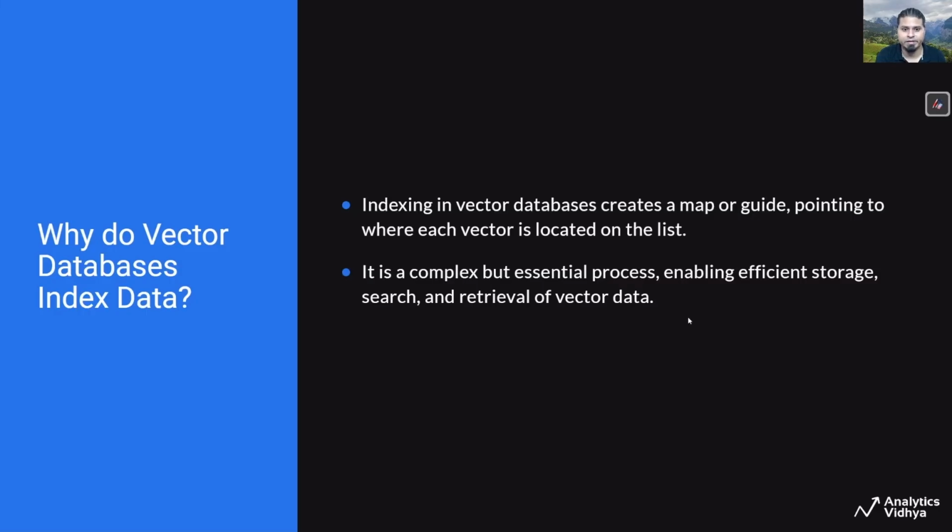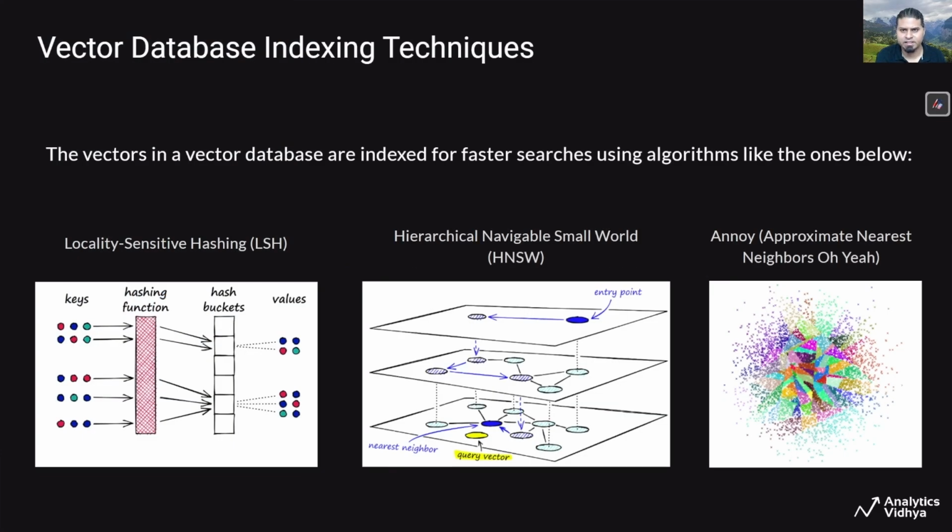What kind of indexing techniques are there in vector databases? So the vectors in a vector database are typically indexed using a variety of algorithms for faster searches. Some of the popular algorithms include locality-sensitive hashing, LSH, hierarchical navigable small world, HNSW, and Annoy, Approximate Nearest Neighbors Oh Yeah, which is from Spotify. So there are a variety of such indexing algorithms which could be used so that you can do fast nearest neighbor search.